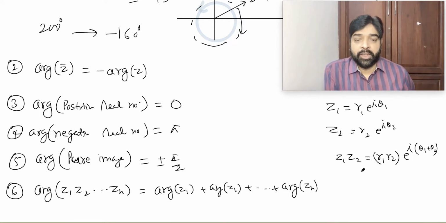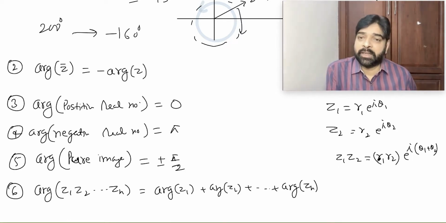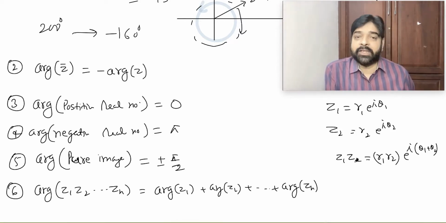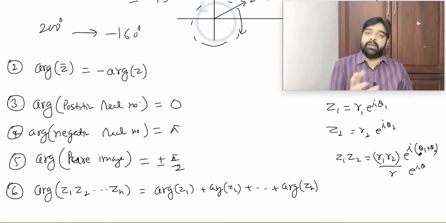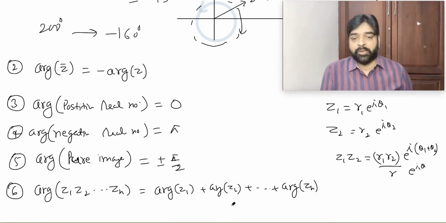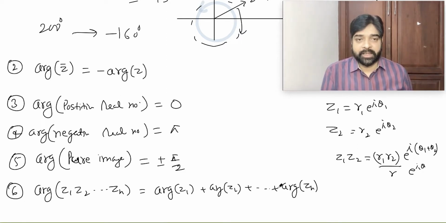Have you understood? So modulus of Z1 Z2 is modulus of Z1 into modulus of Z2, and this is also of the form R into e power i theta. Theta 1 plus theta 2 will be the argument. That's why argument Z1 Z2 will be equal to argument Z1 plus argument Z2, since theta 1 is argument Z1 and theta 2 is argument Z2. Is that clear? Be clear.